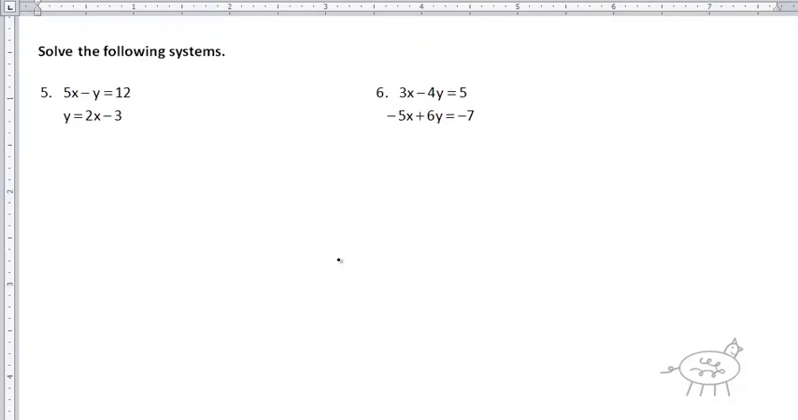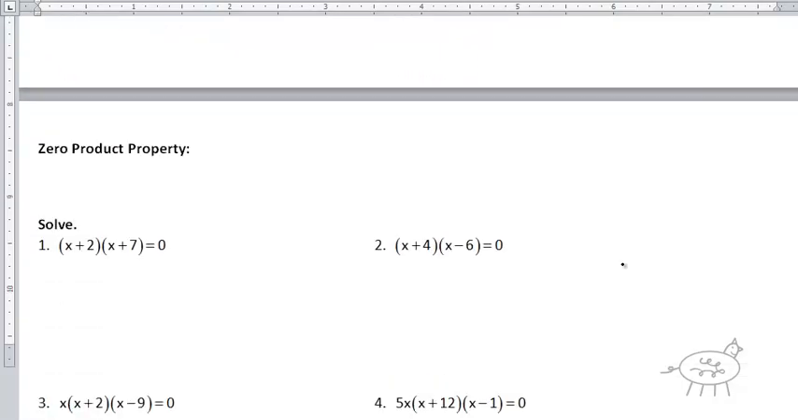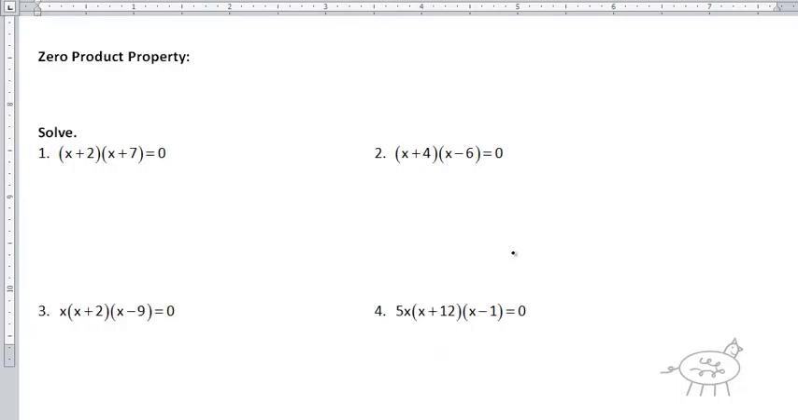Okay, this is the systems of equations, and this is what our topic is today. It's called the zero product property. So here's the deal. These numbers are in parentheses. Now what you're not going to do is FOIL them out or multiply them together. You're going to solve now.